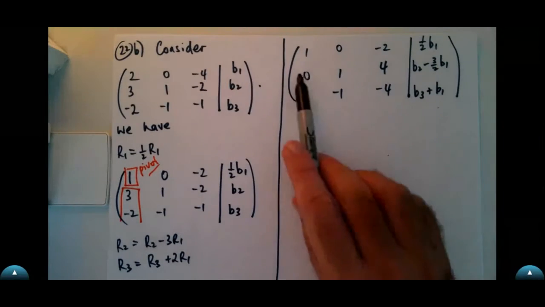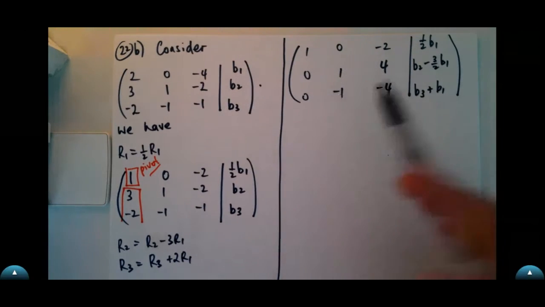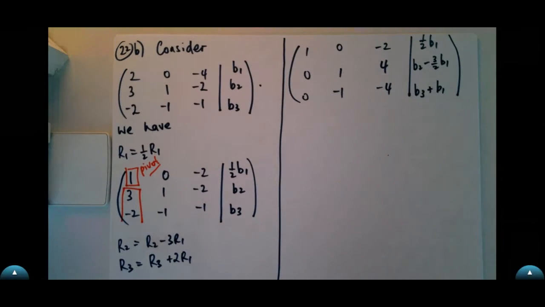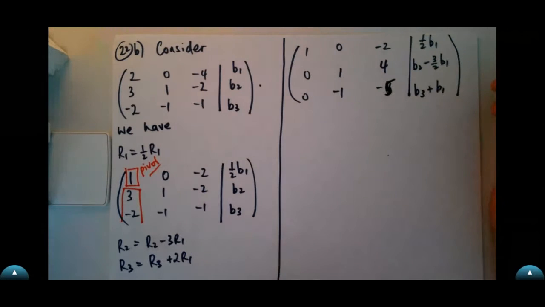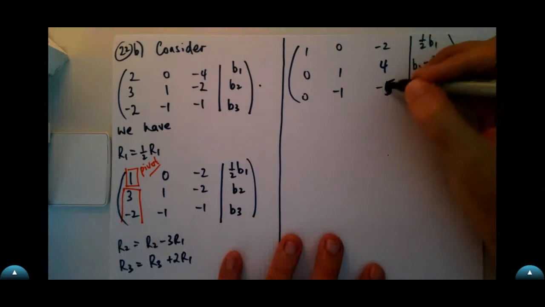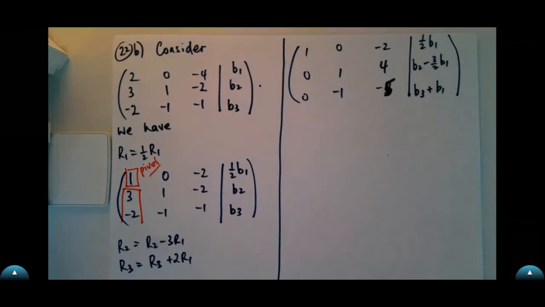So hopefully you can see now that row 2 and row 3, these elements are just negative 5, thanks. Thank you, Ningxia. Got to make sure we do our calculations correctly.